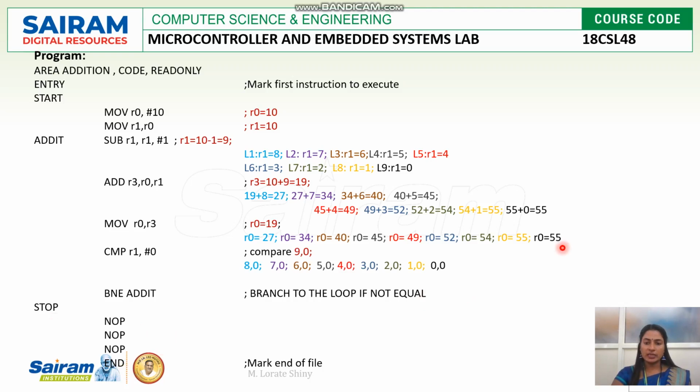Okay. So the final result 55D is available in the R0 register. The corresponding hex for 55 decimal is 37H. We'll see the execution part.